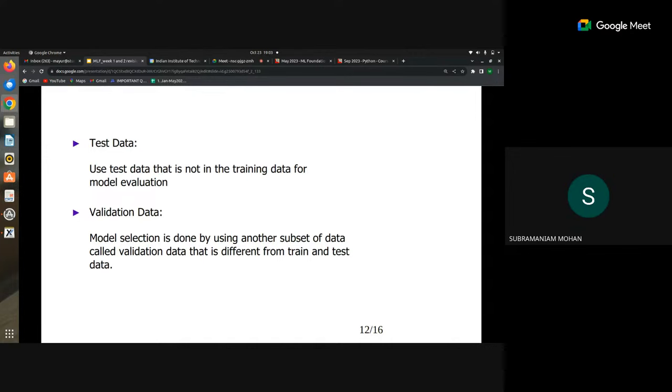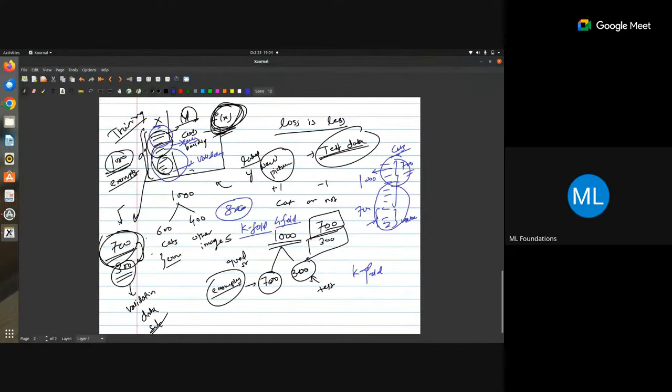Sir, make it simple now. All these three data are different buckets, no? They are not duplicated anywhere. Then why do we confuse that? But the slide shows the validation data is different from the training and test data. But it also says it is not duplicated, no? See, it's a subset of the total data. Maybe don't worry about it.